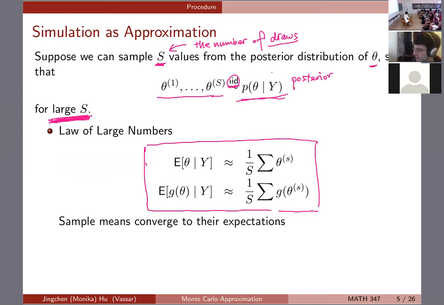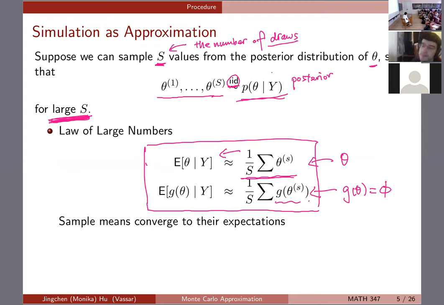Okay, so the first one is just about theta. And the second one is about the mean of g of theta, which is phi that we were curious about earlier. So these two lines are saying, if I have a large number of draws, theta one until theta S, and I take the sample mean of all of the thetas, the sample mean by the law of large numbers can approximate the actual expectation. And that applies to a function of theta as well.